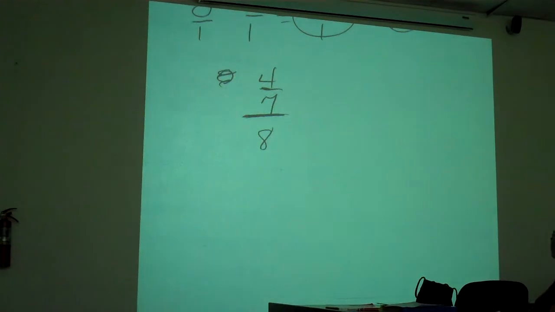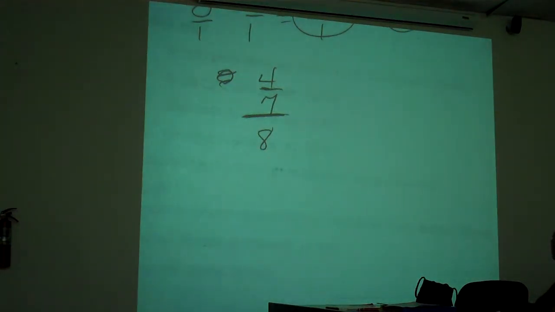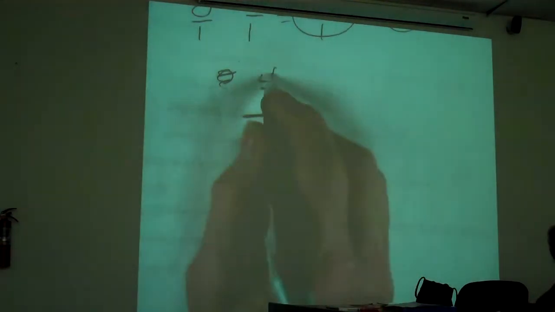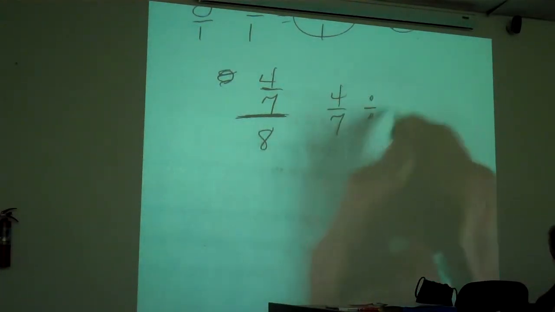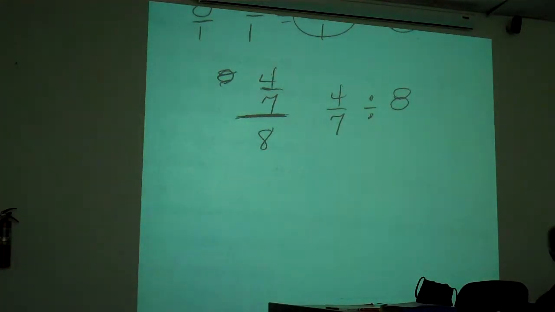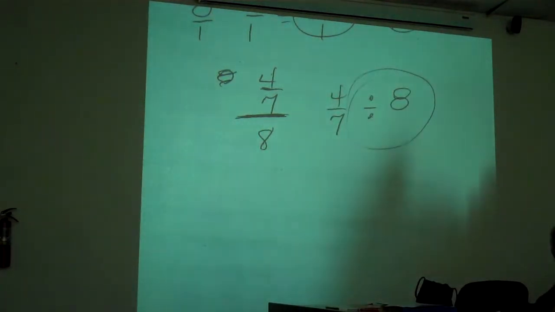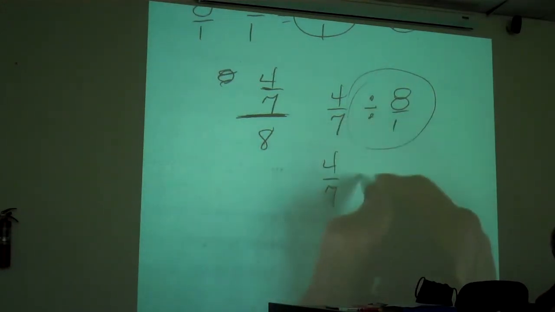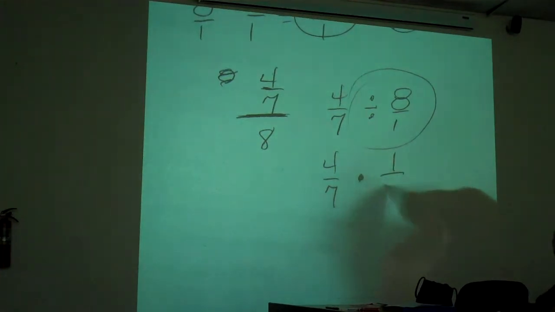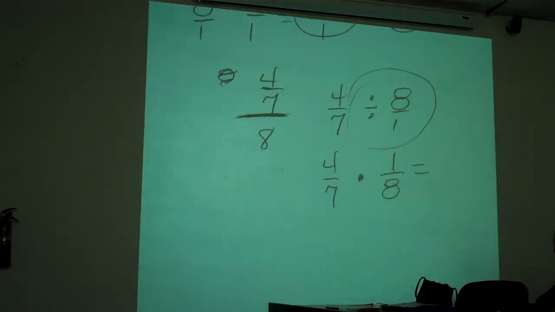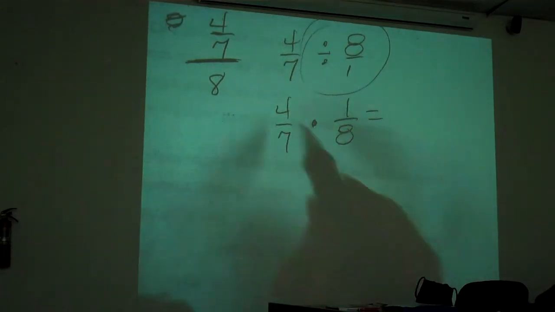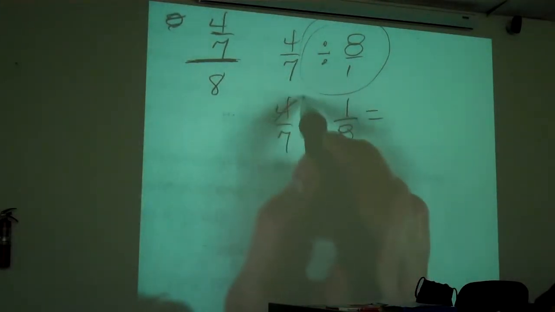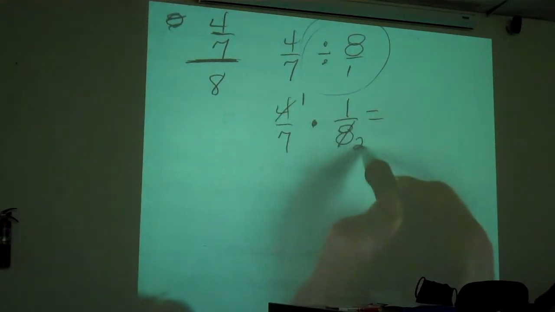So on 28, if you have your book open, you have this number divided by this. So you have 4/7 divided by 8. This is going to get flipped over, so we're turning it to multiply by 1/8. Do you want to do that multiplication, or do you want to divide first? You can divide before. Divide 8 by 4, divide 4 by 4.